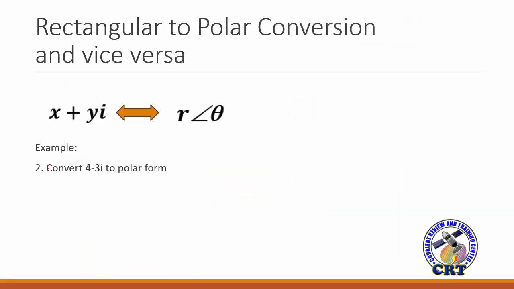Example number 2. Convert 4 minus 3i to polar form. So to do that, let us identify x. This is x. X equals 4. And this is y. Y equals negative 3. So to solve for r, this is the square root of 4 squared plus negative 3 squared. And this will give us 5.